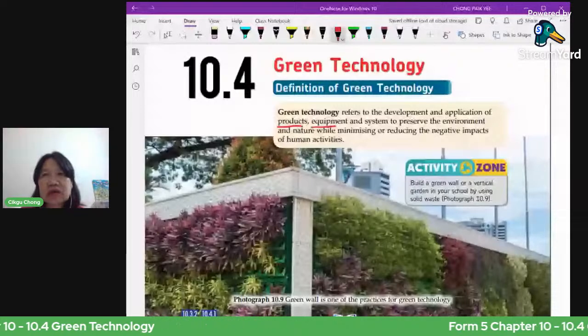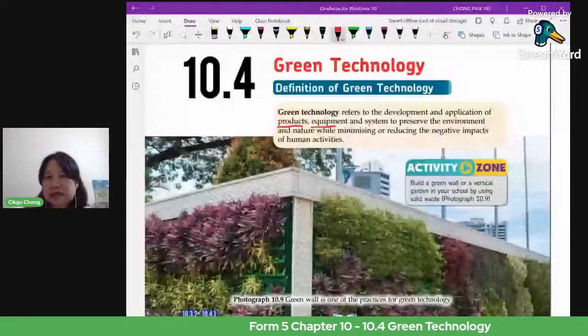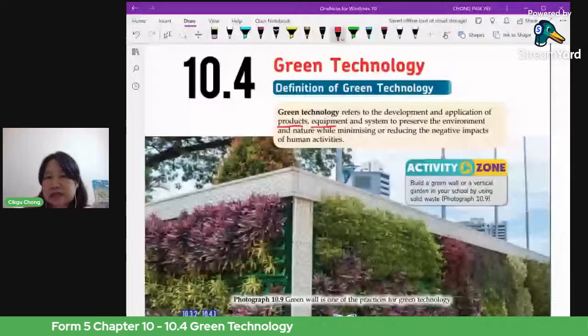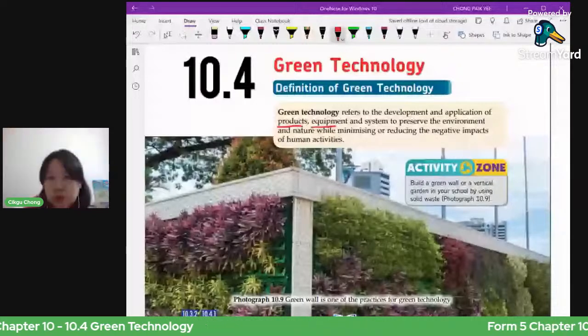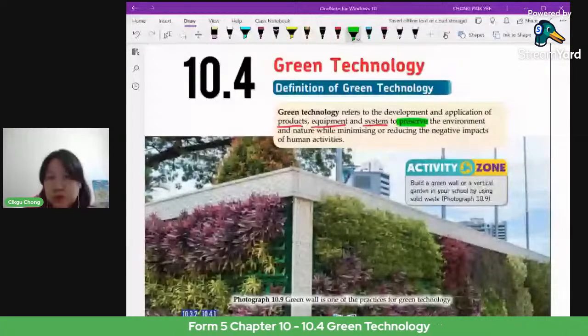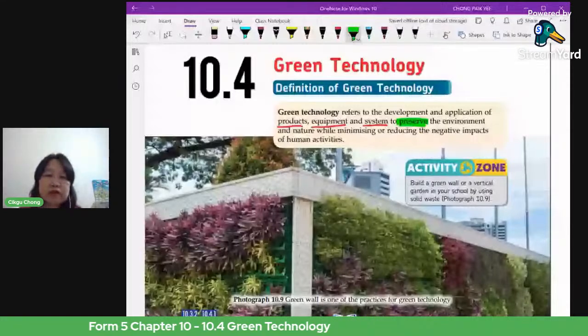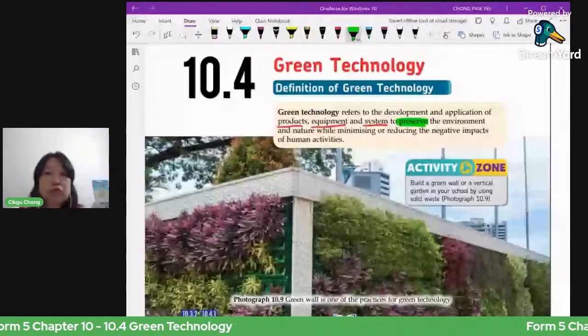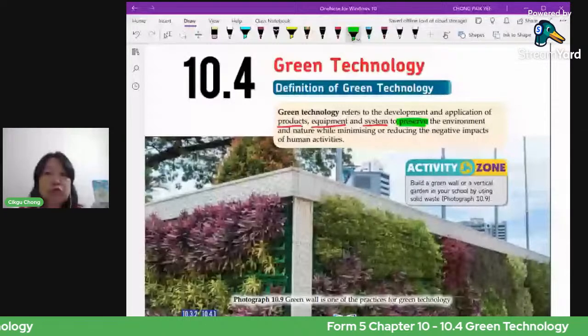Okay, so green technology refers to the development of products, equipment, and systems to preserve the environment. This is the keyword here: to make sure the environment does not become worse. Preserve in Mandarin you say 保留, all right? It means make sure and maintain that it does not go worse. It does not become bad. That's what is meant by preserve.